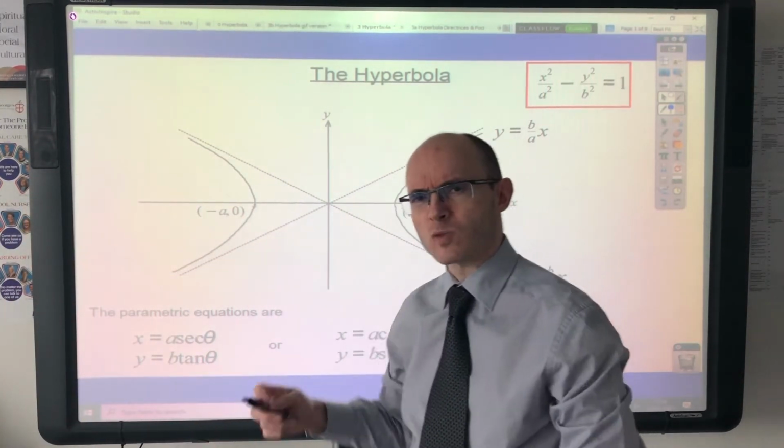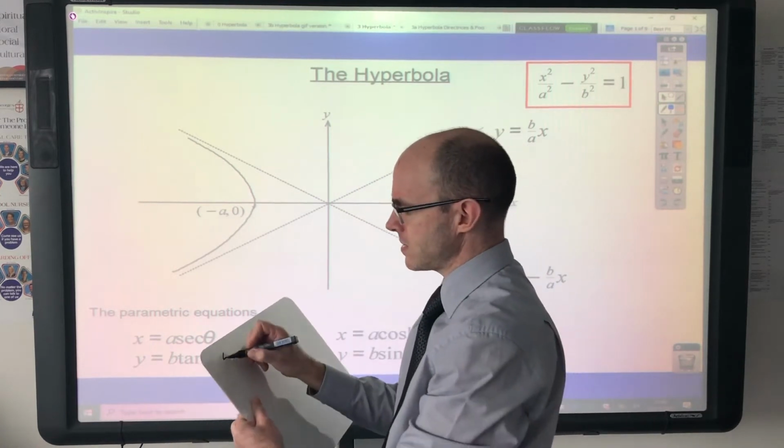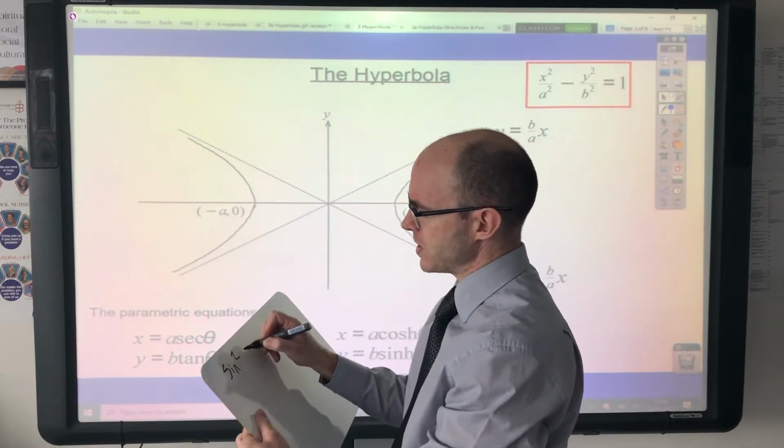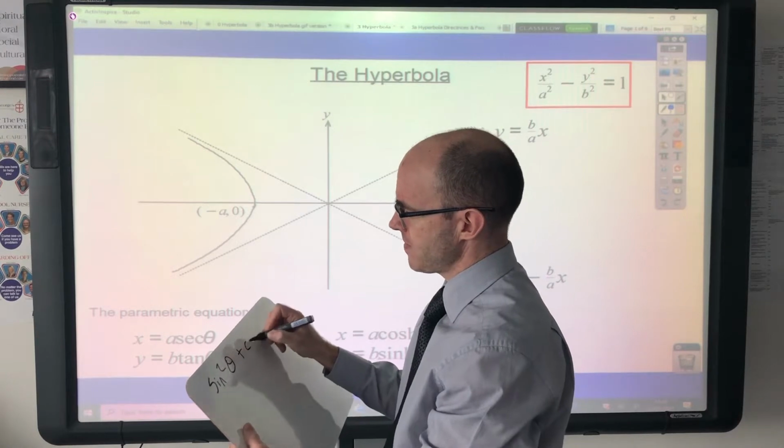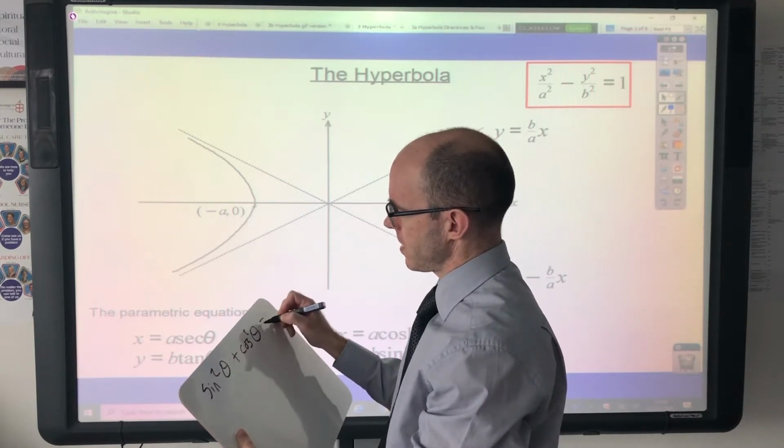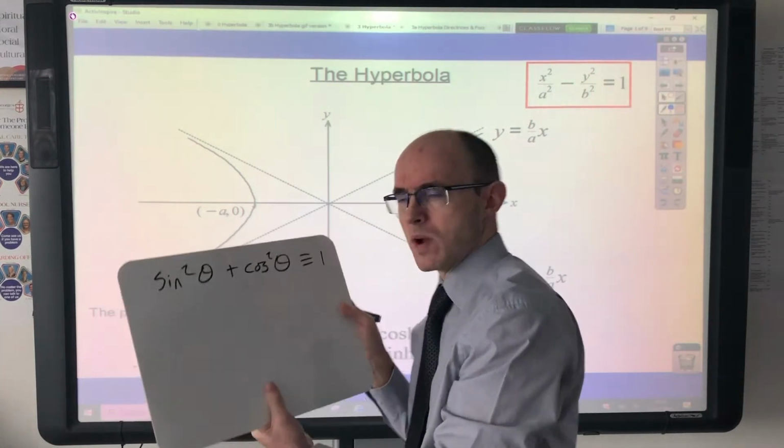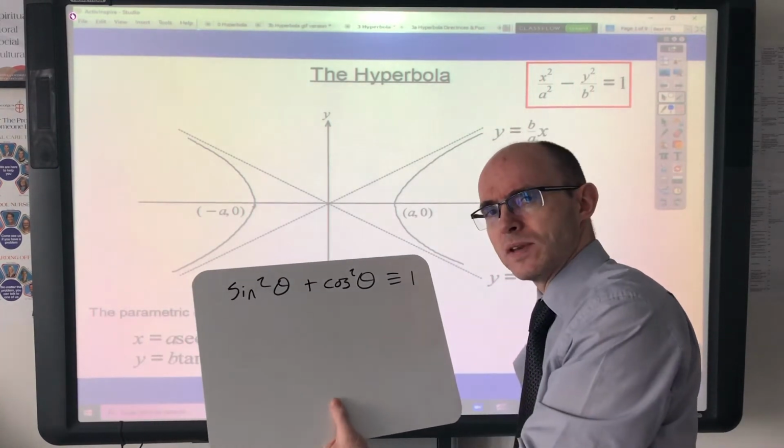Do you ever find yourselves wondering about the trigonometric identities and which one is which and how to remember them? Well, here we go. If I set it up as an identity, you should be aware of that one. sin squared theta plus cos squared theta equals 1.